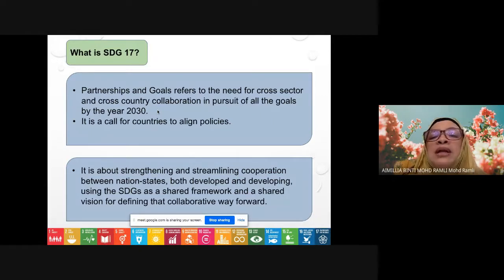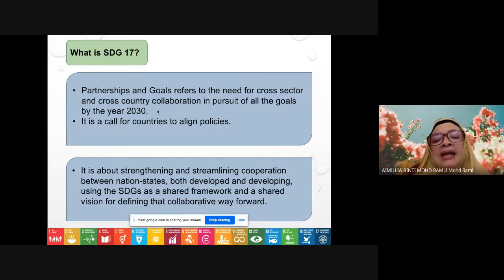Partnership and goals refer to the need for cross-sector and cross-country collaboration in pursuit of all the goals by the year 2030. It is a call for countries to align policies. It is meant to make countries work together to achieve the goals by 2030. It is about strengthening and streamlining cooperation between nation states, both developed and developing, using the SDGs as a shared framework and a shared vision for defining that collaborative way forward.